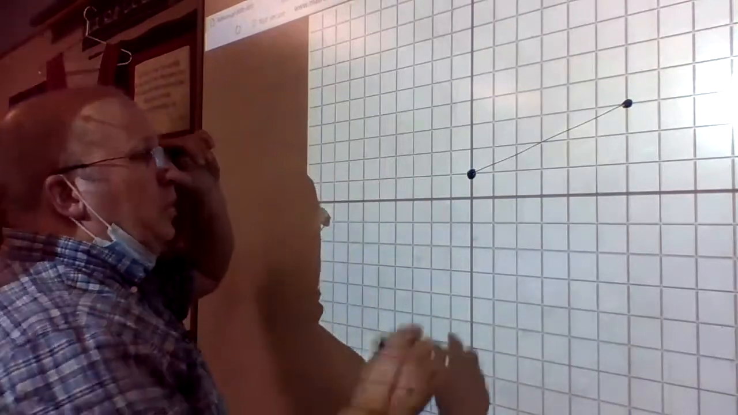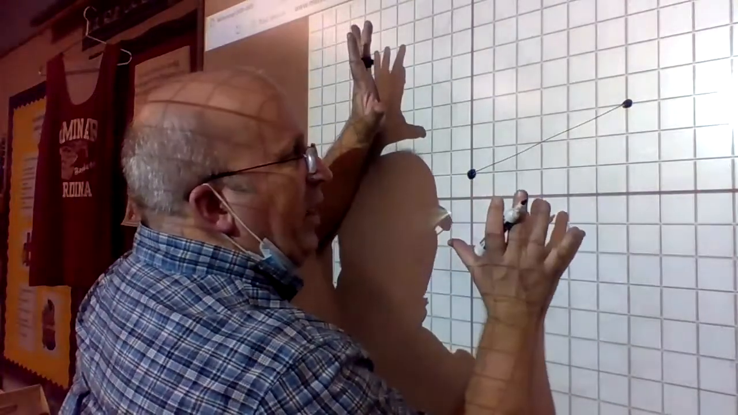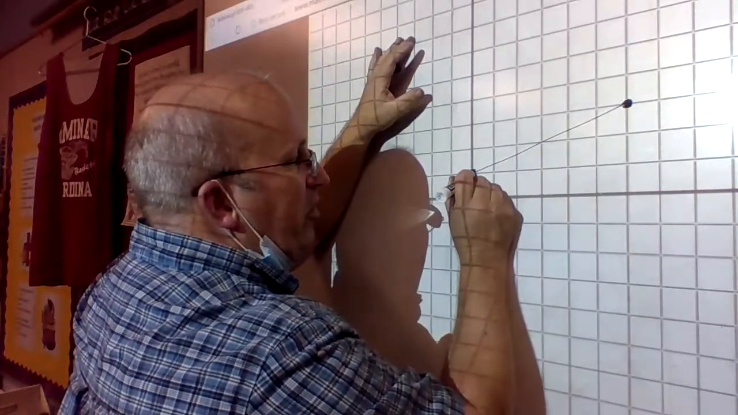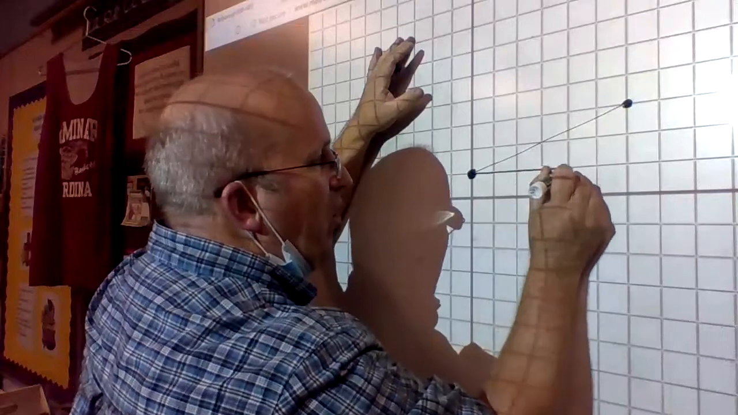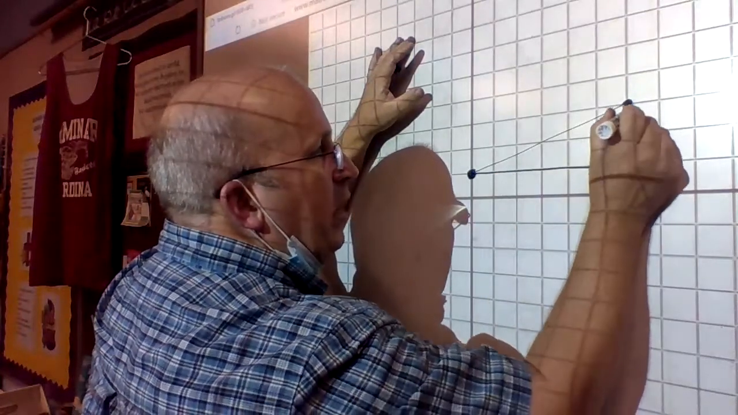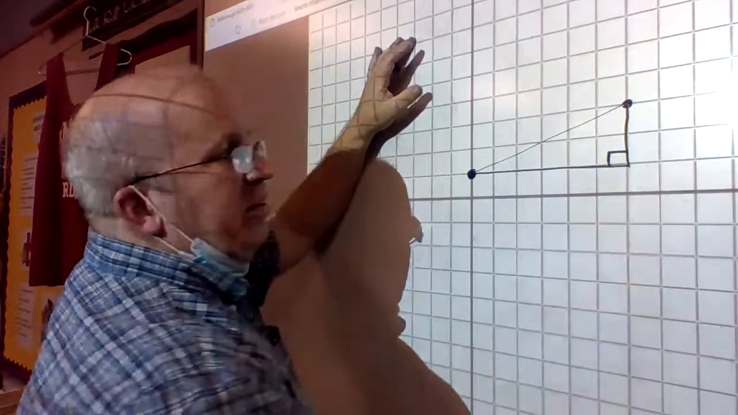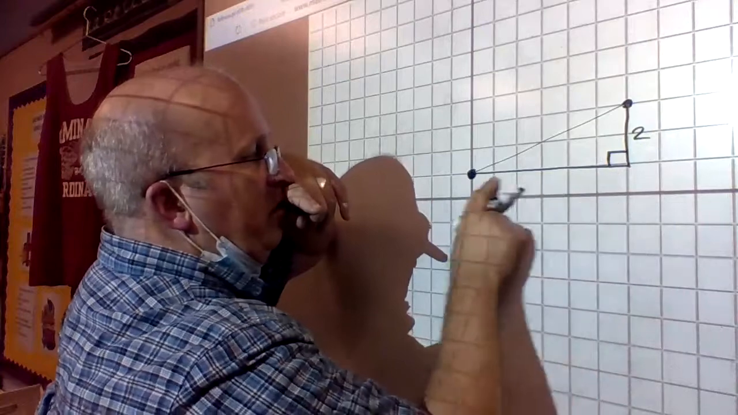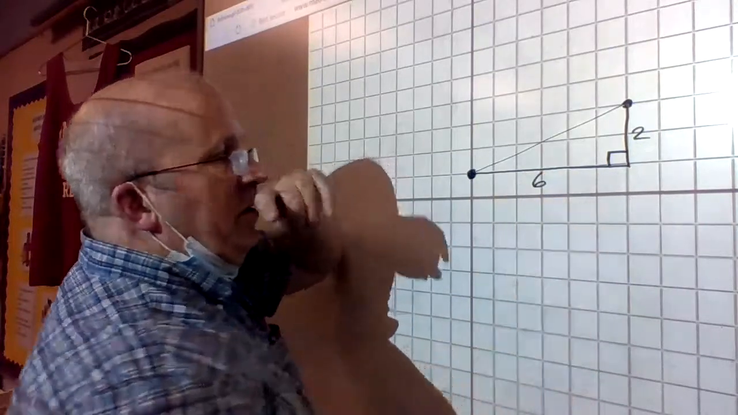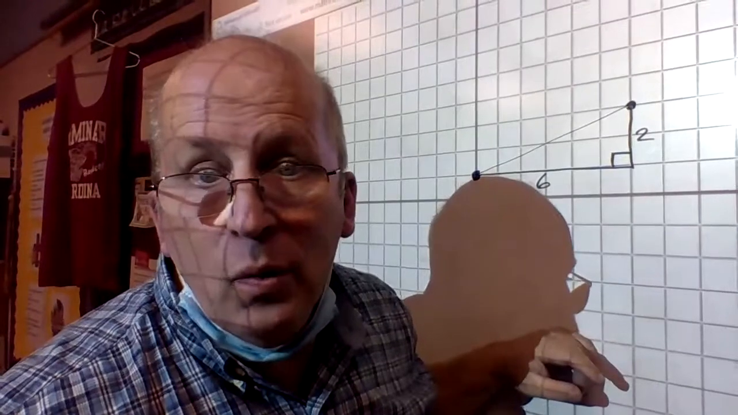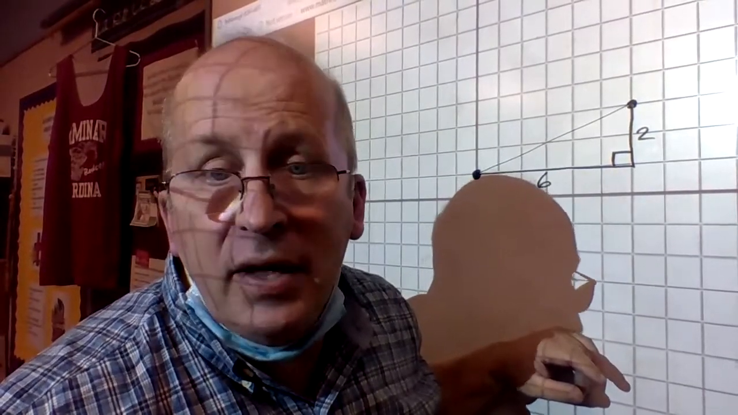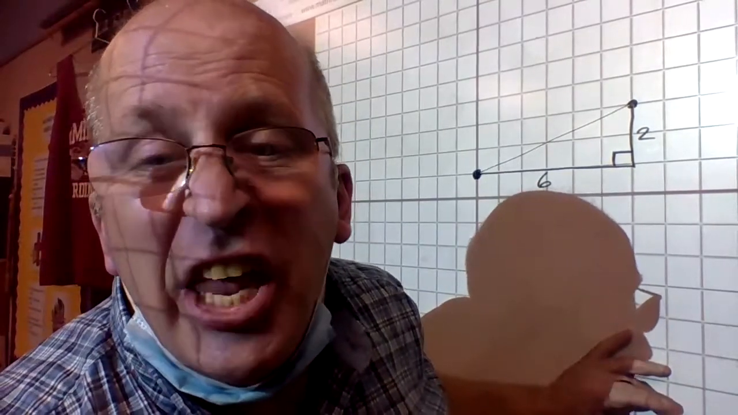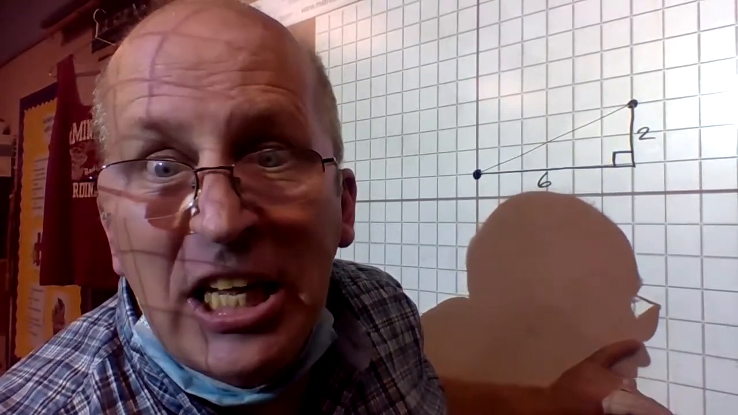Here's how we do it. I try to figure out a way to create a right triangle based on what I've got right here. Let's take it right down here and straight up here. We've got a right angle right there. The height right here is 2, and the distance here is 6. We've got enough info to create a Pythagorean theorem problem. Everybody say Pythagorean theorem.